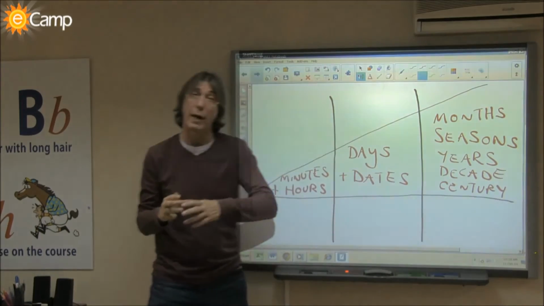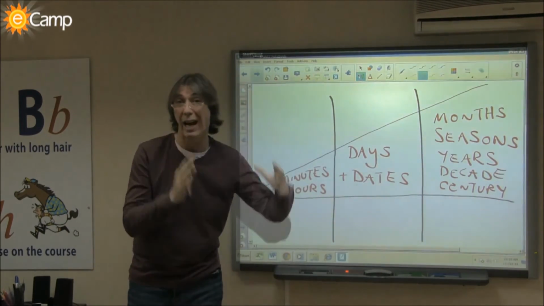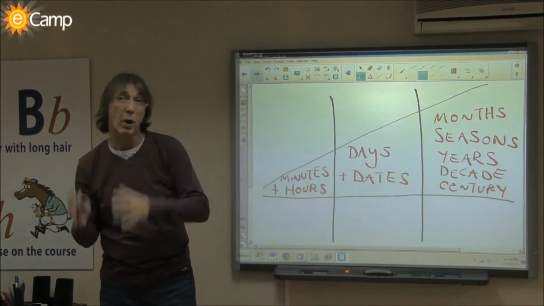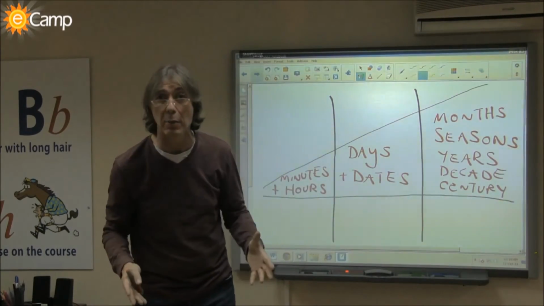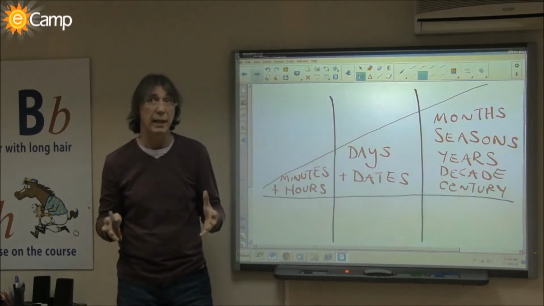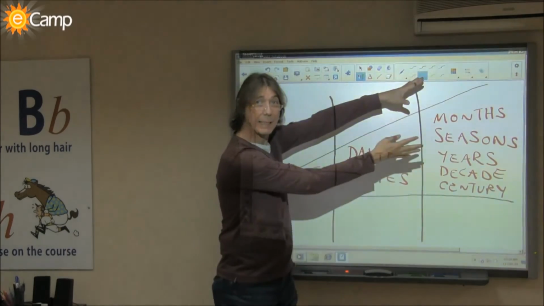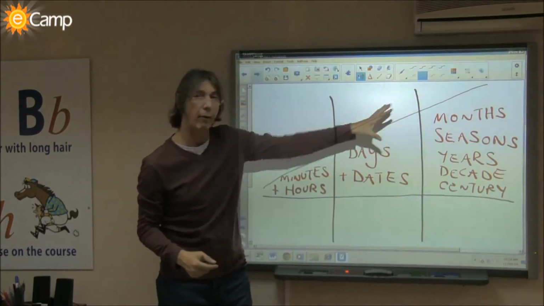Okay, and so on. More than centuries, we have age, like the Middle Age or the Modern Age. Then we have eons, then we have millennium, and so on. Thousands of years. All that is in the biggest section of our diagram.